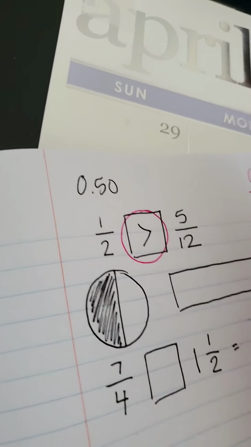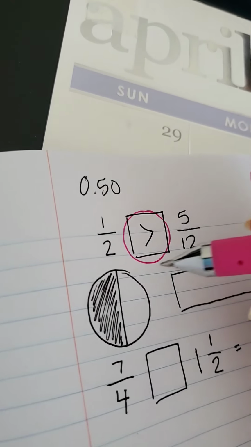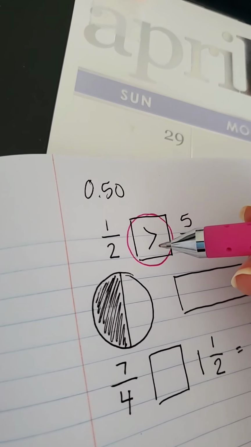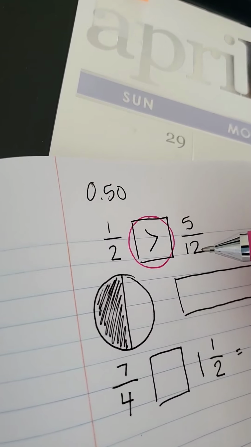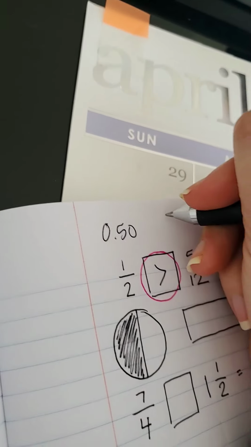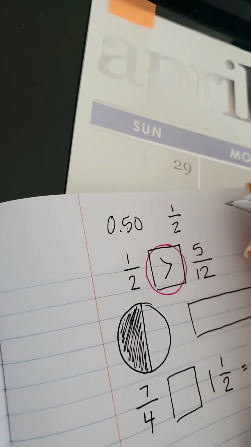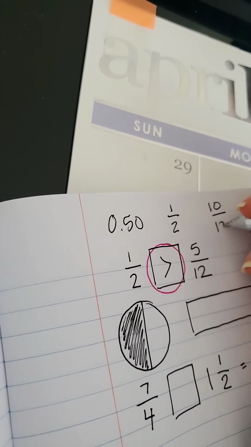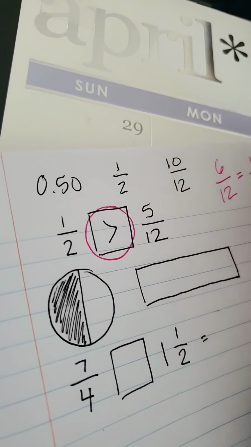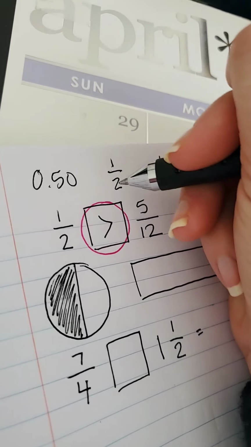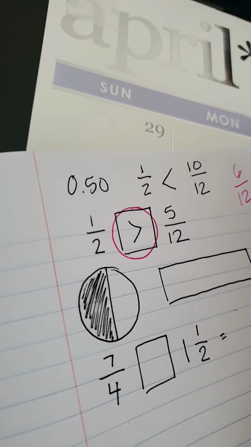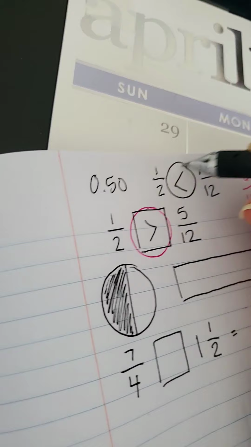How you know is if you were to read this math sentence out loud, you would say 1/2 is greater than 5/12. If it was less than, if we had something like 1/2 and 10/12, 10 is much bigger than 6. 6/12 would be the 1/2. So I'm going to say 1/2 is less than 10/12. That's how we would say that.